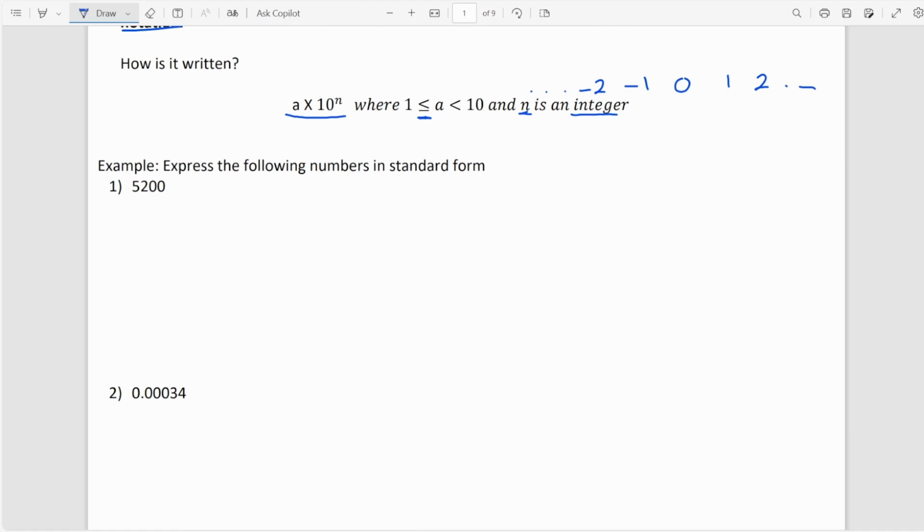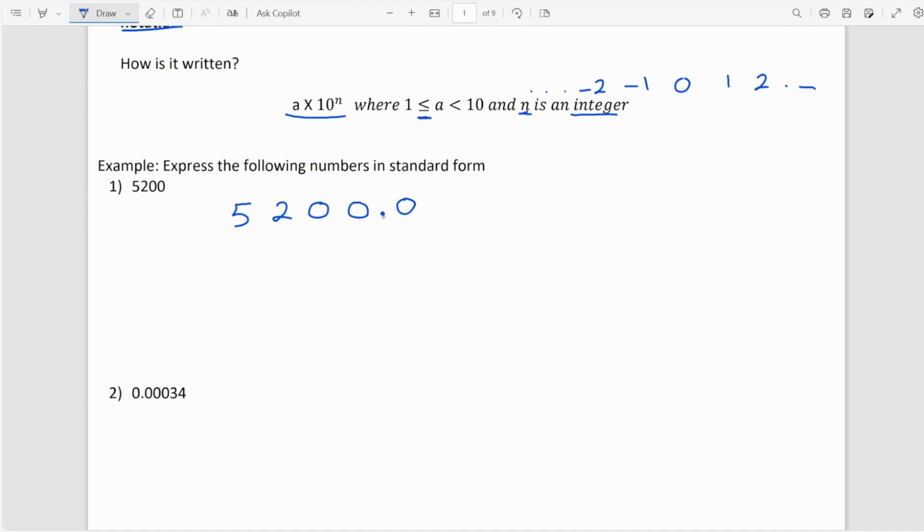Now, let's take an example here. Express the following in standard form. So we have 5,200. The first thing I'm going to do is write down the number, and I'm going to locate the decimal point in this number. The decimal point is right here at the end of the number because this is 5,200.0. All right, but we don't really write this normally.